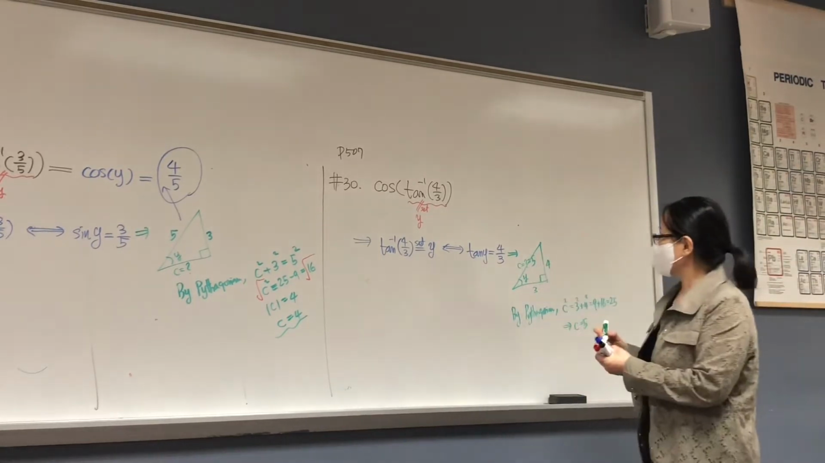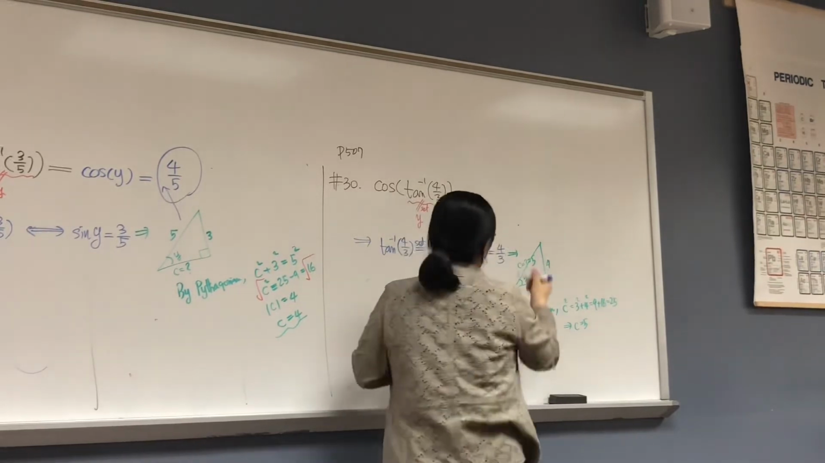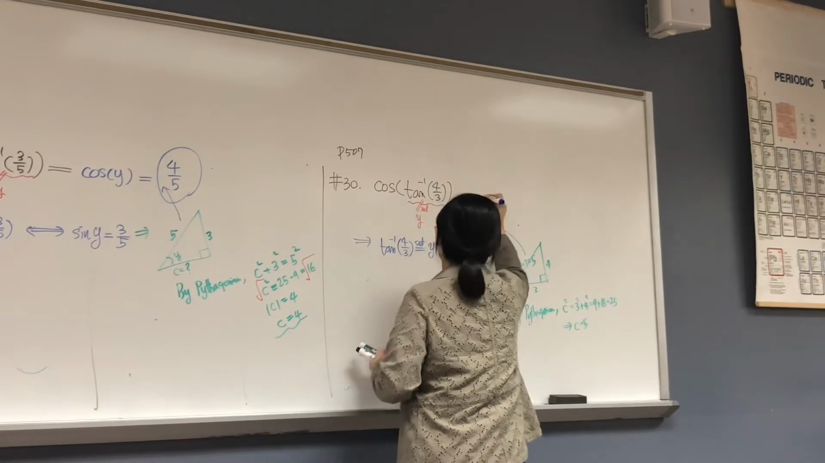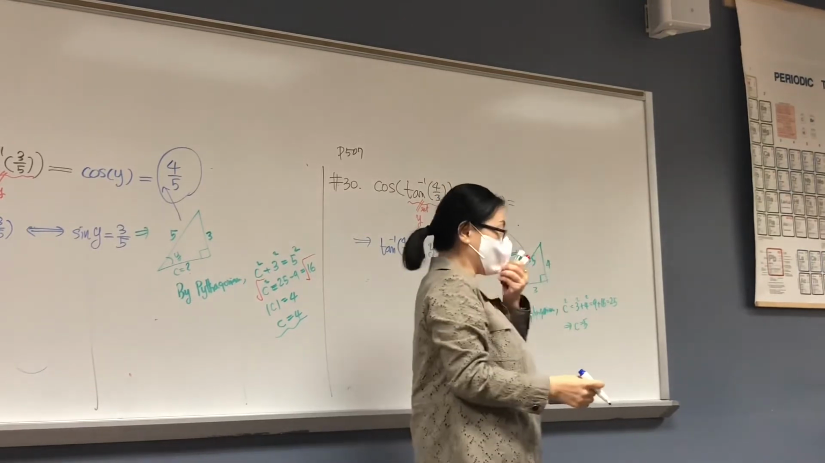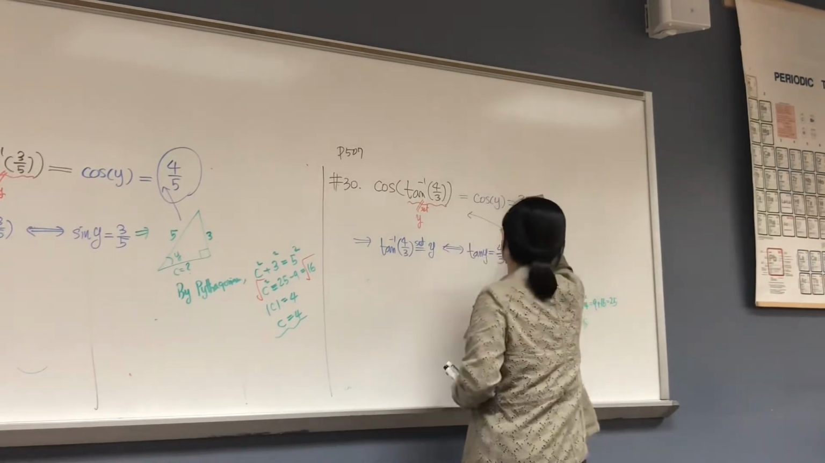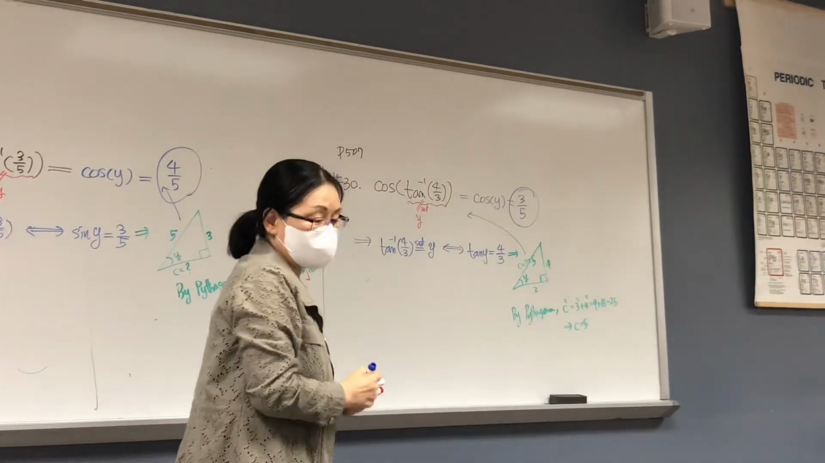Now go back to here. This one is cosine y. In this picture, what is cosine y? 3 over 5. That's it. Easy.